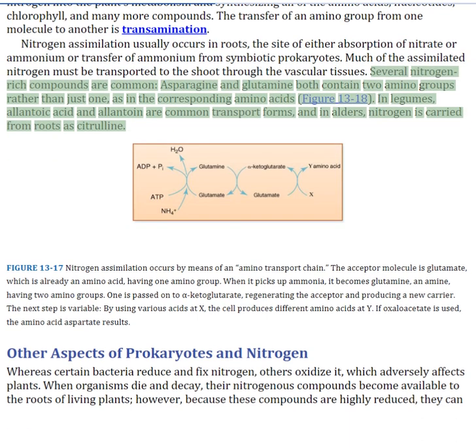Several nitrogen-rich compounds are common. Asparagine and glutamine both contain two amino groups rather than just one, as in the corresponding amino acids. In legumes, allantoic acid and allantoin are common transport forms, and in alders, nitrogen is carried from roots as citrulline.